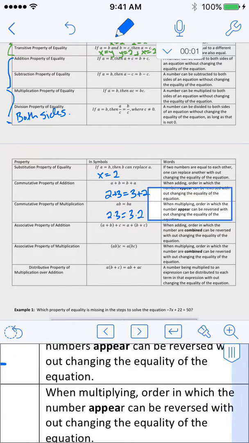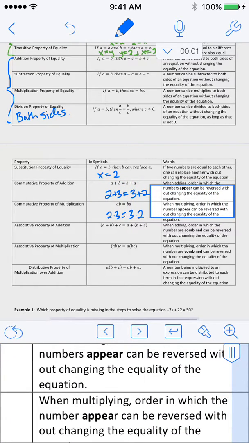Think of these as where they appear, right? So where the numbers appear, where they show up. You can switch the order that way, right? So you can multiply or add in any order that you want them to appear in the problem.